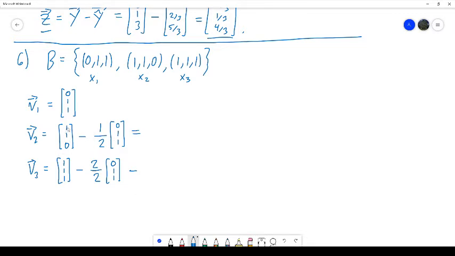So v2 is, let's see, 1 minus 1/2 times 0 is just 1. 1 minus 1/2 times 1, so that's 1 minus 1/2 is 1/2. And then 0 minus 1/2. So there's our v2 vector. And now for v3, this last term is the dot product of x3 and v2. So these together is 1 plus 1/2 minus 1/2, so that just comes out to 1. That dot product comes out to 1.